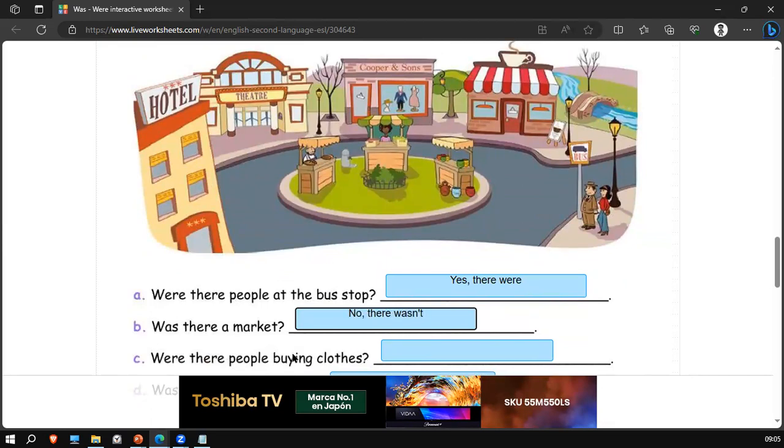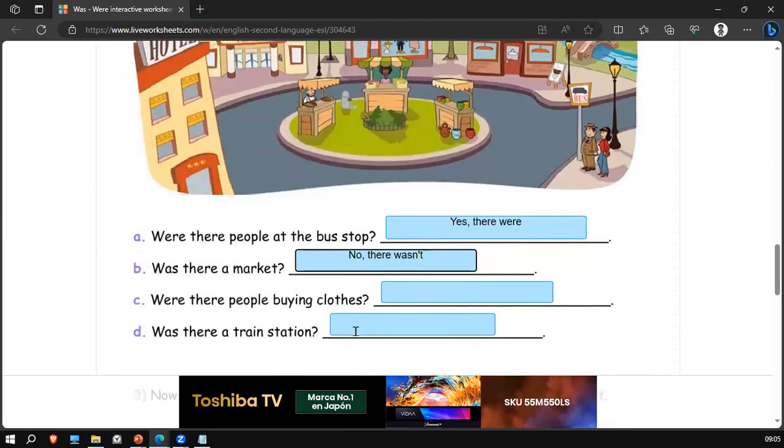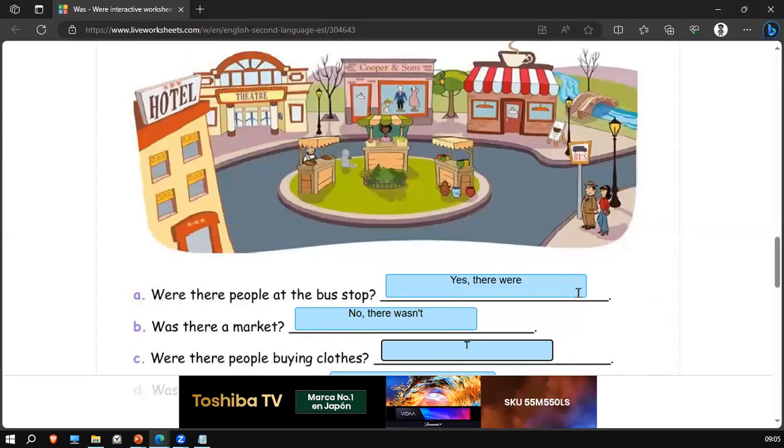Y were there people buying clothes? No, there weren't. Bien. Teacher, ahí sería buy. ¿El verbo cambia o no? Ese es diferente, ese es pasado continuo. Were there people buying clothes? Yo no veo a nadie comprando ropa. No, no me parece. Ajá. No, there weren't.